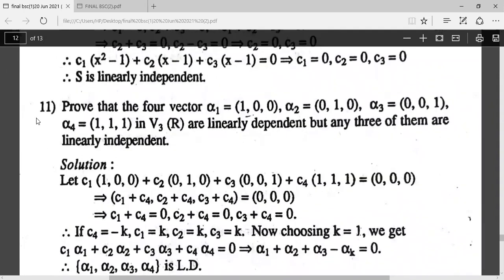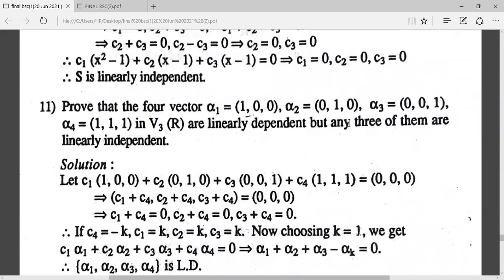Let us take another problem. Prove that the 4 vectors alpha 1 equals 1 0 0, alpha 2 equals 0 1 0, alpha 3 equals 0 0 1, alpha 4 equals 1 comma 1 comma 1 in V3 of R are linearly dependent. These 4 vectors are linearly dependent, but any 3 of them are linearly independent.